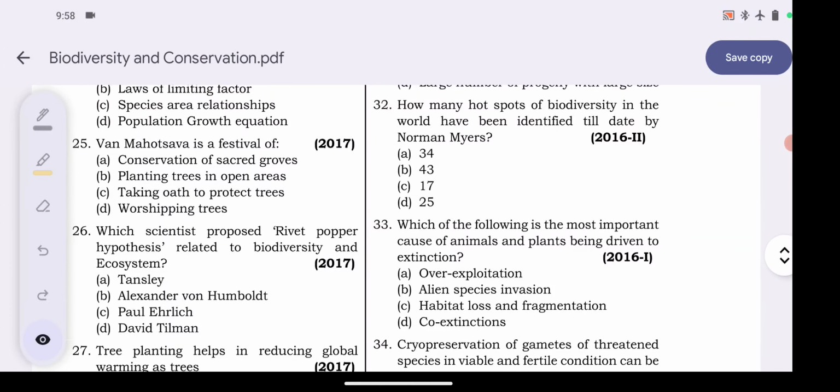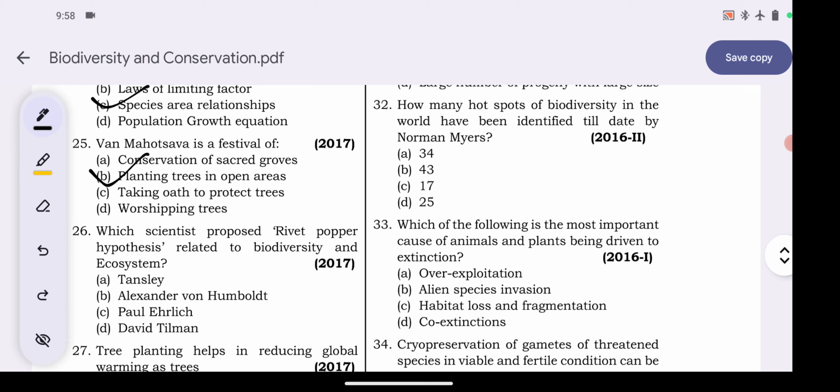Question number 25. Van Mahotsav is a festival of conservation of sacred groves, planting trees in open area, taking oath to protect trees, worship trees. Here the answer will be option number B, that is planting trees in open area. Okay, B option is the correct answer.